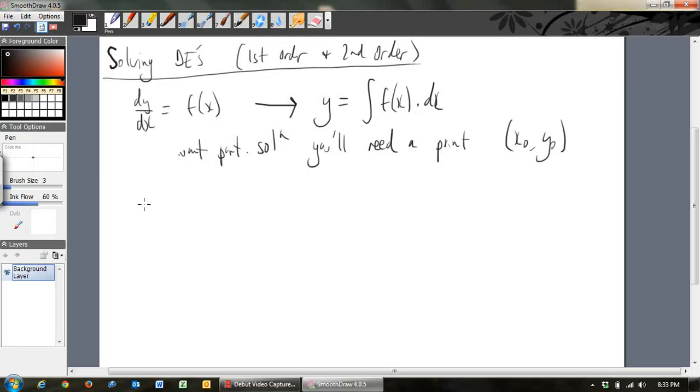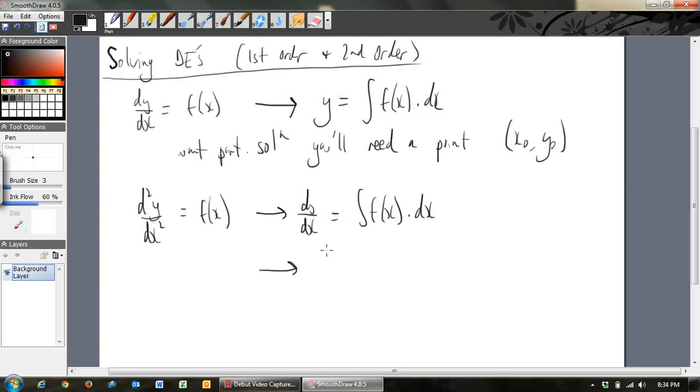Okay. The second order that we're going to look at for today is d squared y on dx squared is equal to some function of x. If you've got that situation, then what you need to do is integrate it once, and you get dy by dx is equal to the integral of f of x dx, and then if you integrate it again, you get the solution y equals the integral of the integral of f of x dx, I'll just put them in brackets, dx. So in other words, you're just integrating twice. That'll get you the general solution.